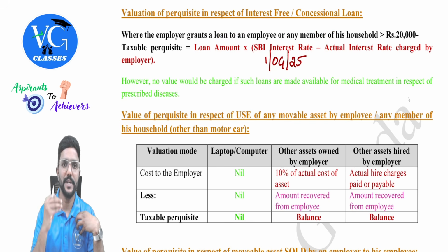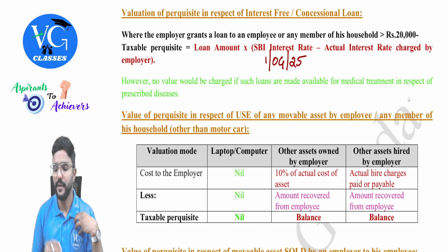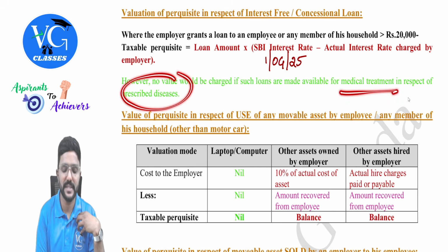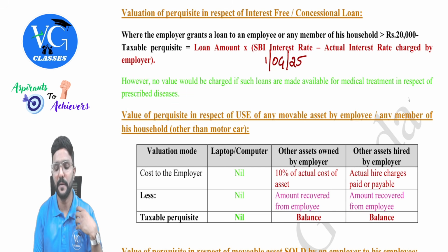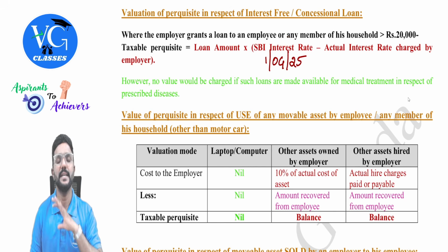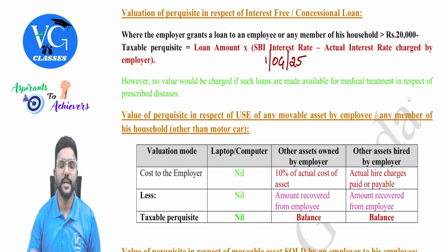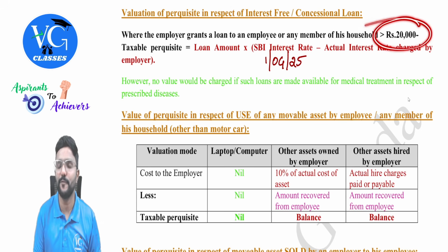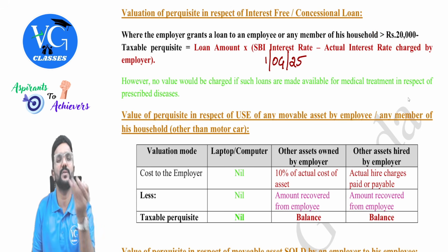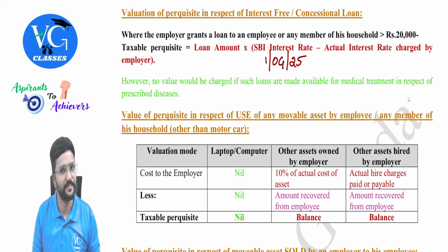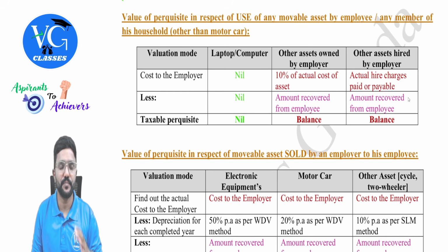But if a loan is given by the employer to the employee for medical treatment of any prescribed diseases, then irrespective of the SBI interest rate, nothing will be taxable as perquisite in the hands of the employee, guys. Is that clear? Then you might also ask me, sir, what if the amount of loan is less than 20,000, like 5,000, 10,000? Nothing is taxable. Nothing is taxable, guys. Next.